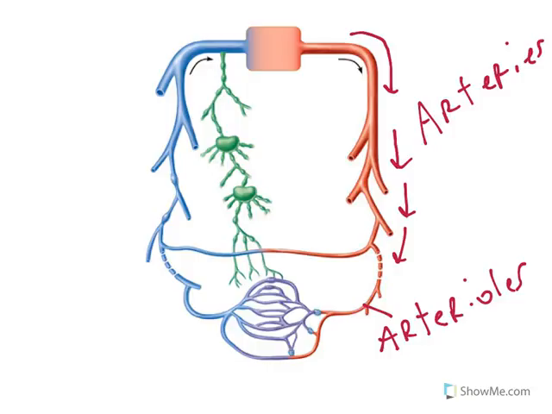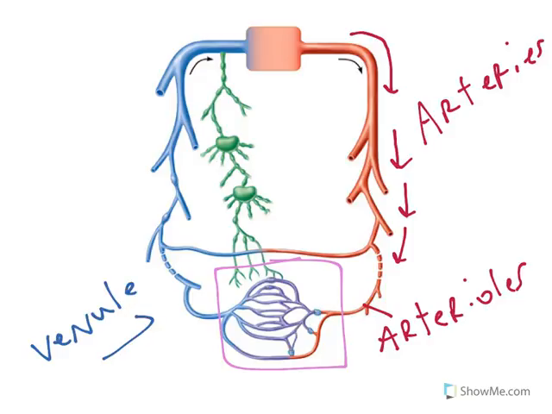Then we have the capillary bed, which is the exchange vessel here. Then we have the smaller veins called venules, which lead up into the veins, and those are eventually going to dump into the IVC and SVC, which will then bring the blood back into the heart. So this is the overall flow.